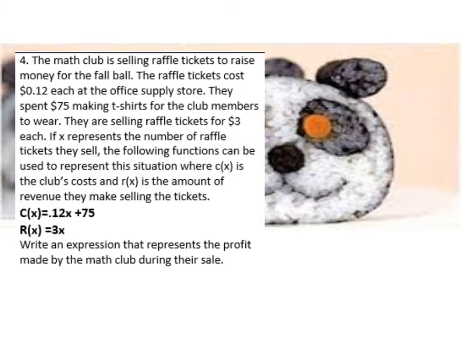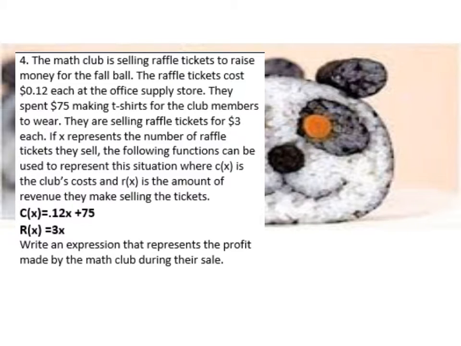Next question. Math Club is selling raffle tickets to raise money for the fall ball. Of course they are. The raffle tickets cost 12 cents each at the office supply store. They spent $75 making t-shirts for the club members. They're selling raffle tickets for $3 each. If x represents the number of raffle tickets they sell, the following functions can be used to represent the situation, where C of x is the club's cost and R of x is the amount of revenue they make selling tickets.